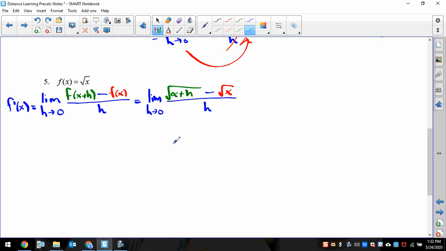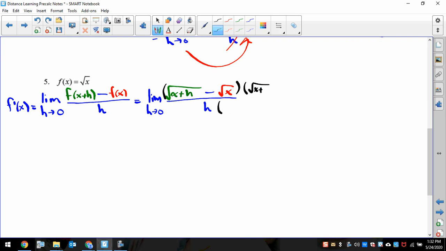Okay. Well, what an ugly function here. So what we're going to have to do is multiply by the conjugate in the numerator and denominator. If you try to plug in h equals 0 first, you're going to get 0 over 0. So we have to do something to get our work done here. So we're going to have to multiply by a conjugate on the numerator and denominator.